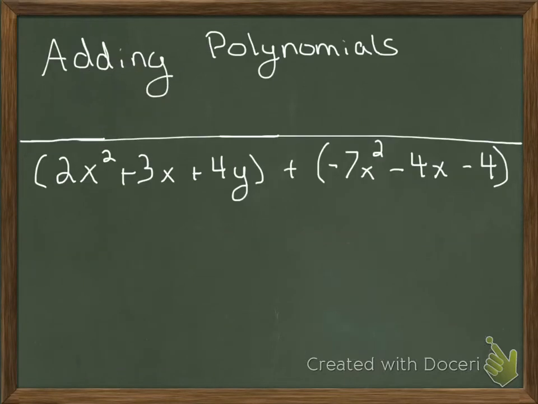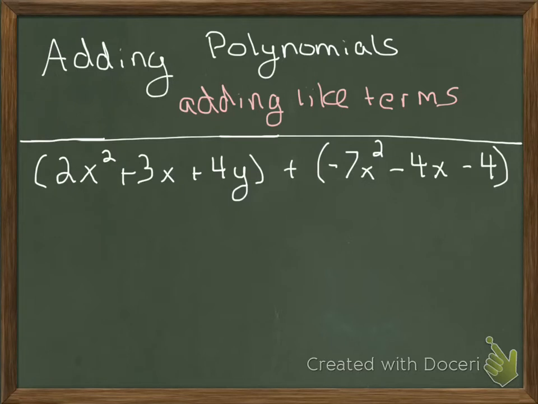So what we're going to start off with is talking about how to add polynomials. And you're not going to have any trouble with this because you've been doing this for a long time. When you are adding polynomials, all you are doing is adding like terms. Now, you've been doing this to simplify equations for a long time. So here you'll see our problem. We have two polynomials. Our first one, 2x squared plus 3x plus 4y, and the second one is negative 7x squared minus 4x minus 4. So we're going to add our like terms.